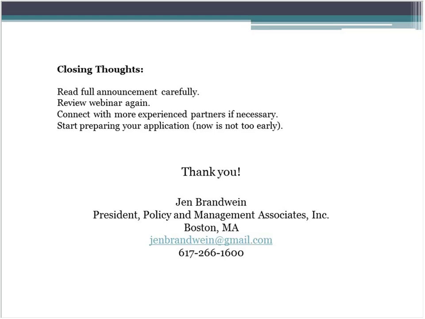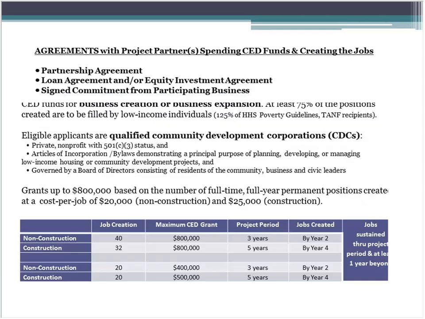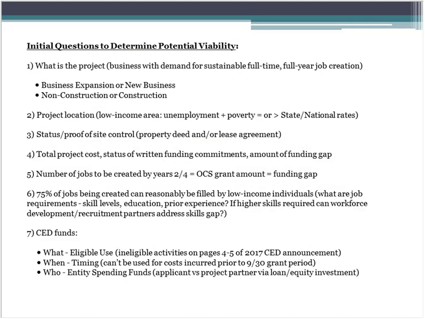Okay, this is a great question. Literally, we would go back to slide 3 for this one. Generally, I would ask what jobs are going to be created as a result of the community center. You want to make sure these are full-time, full-year positions, and the number of positions created would correlate with the amount of grant that you can apply for. So how much funding is needed, and does that correlate to the number of jobs created? And can 75% of those jobs be filled by low-income individuals?